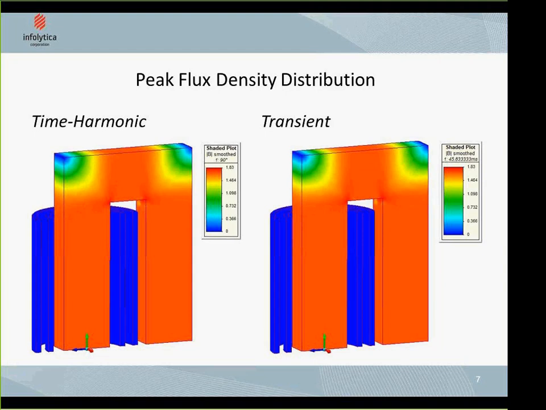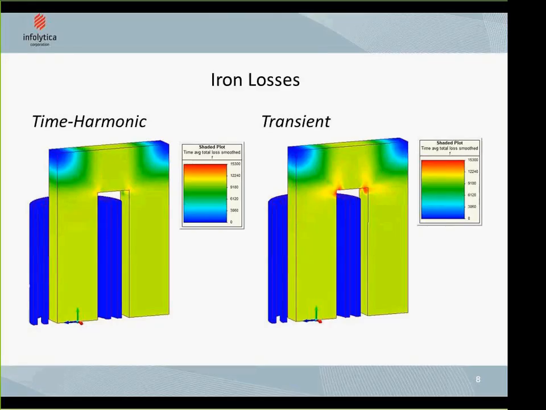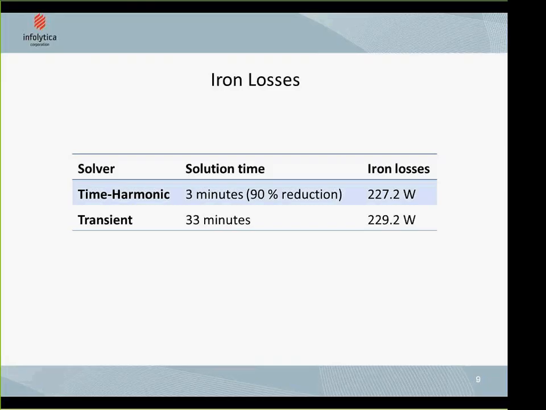From the demo we were able to see that the time harmonic solver can actually predict the same peak flux density, and if you can estimate the flux density, then it means that we can also estimate the iron loss distribution, and this is well summarized in this table. In terms of solution time, it takes about 3 minutes to solve this problem. At this point, I've also taken into account the model, so I've scaled the results from the quarter model to the full model, and then the transient solver takes about 3 minutes.